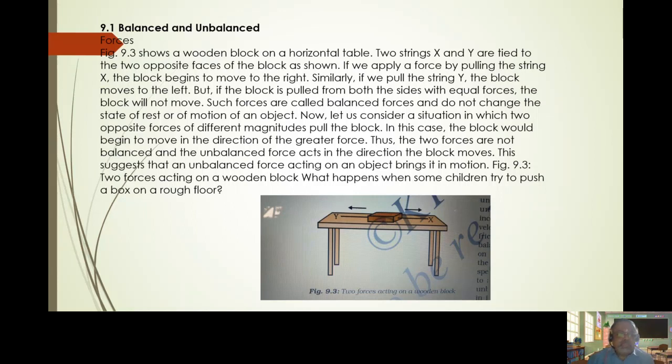Figure 9.3 shows a wooden block on a horizontal table. Two strings X and Y are tied to the opposite faces of the block as shown. If we apply a force by pulling the string X, the block begins to move to the right. Similarly, if we pull the string Y, the block moves to the left.